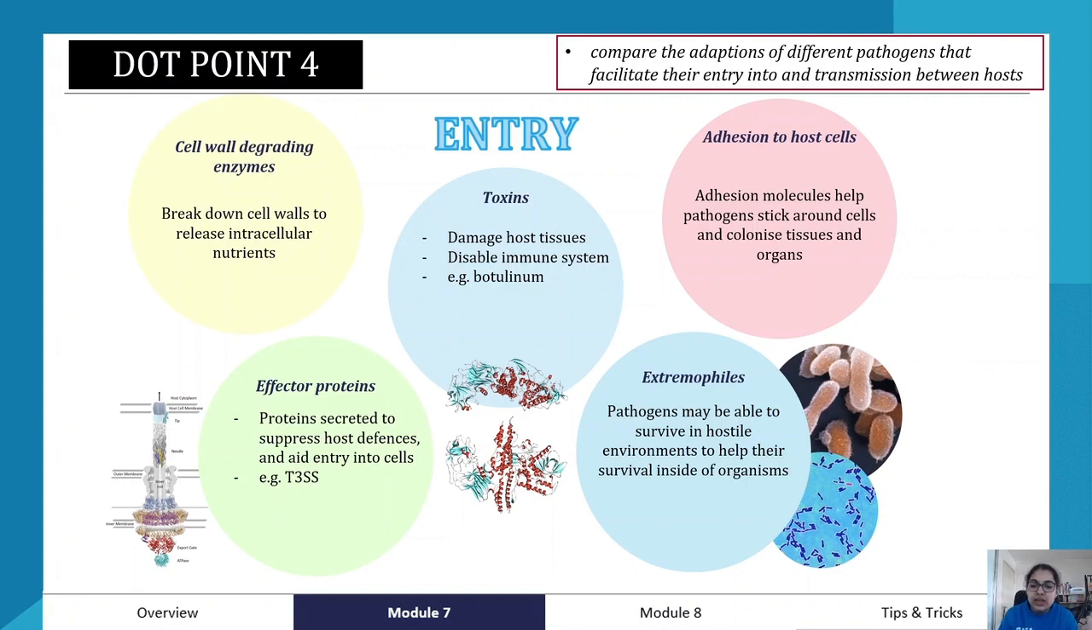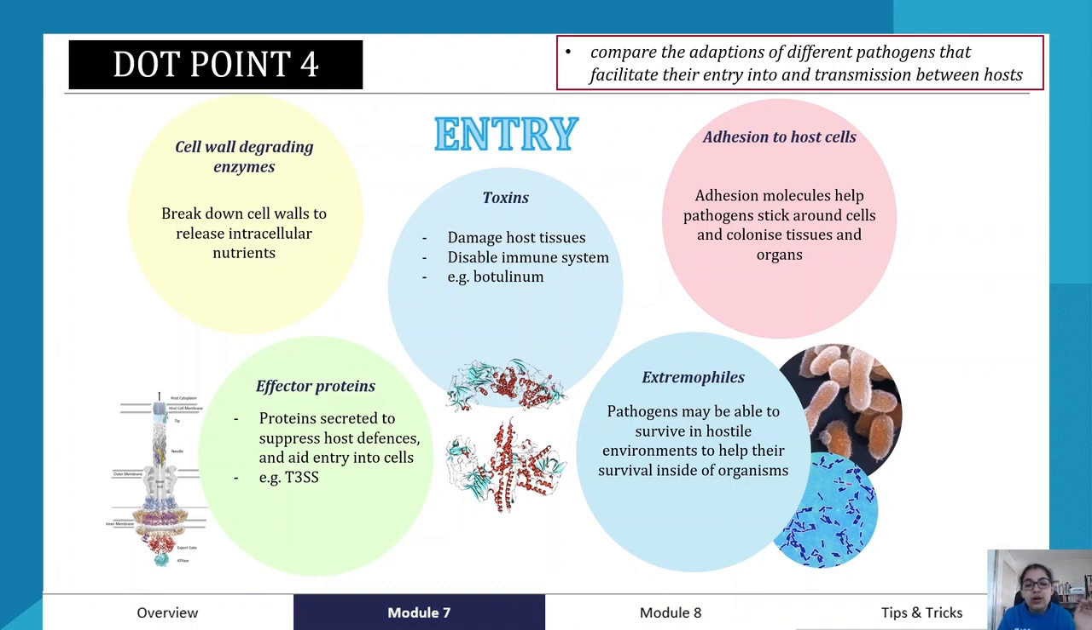Effector proteins. These are proteins that are secreted to suppress the host defenses and aid their entry into the cell. Something very similar happens with the COVID-19 virus, where it has effector proteins that ultimately hijack the machinery of our cells. They mess with protein synthesis and so on in order to gain entry into the cells.